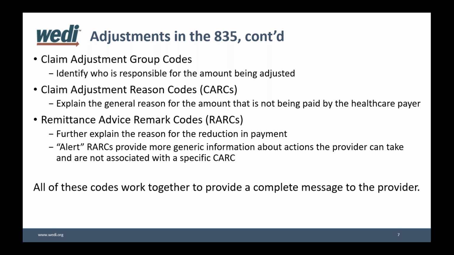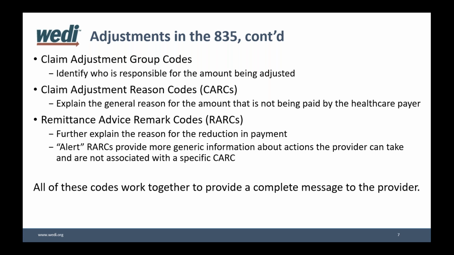The third part of the message is what's called a remittance advice remark code. And there may or may not be this third level that's needed. It just depends on the CARC. Some CARCs require remark codes. Some CARCs just naturally need a remark code to give additional information. Basically, the CARC plus the RARC together is the message that the provider needs to know what to do or any action to take for that adjustment. So they further explain the reason for the reduction.